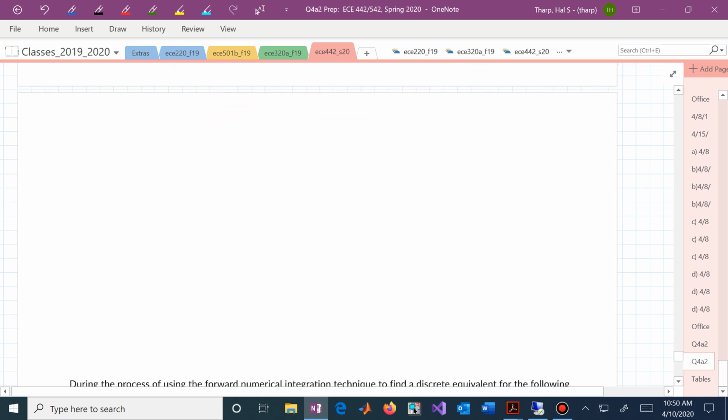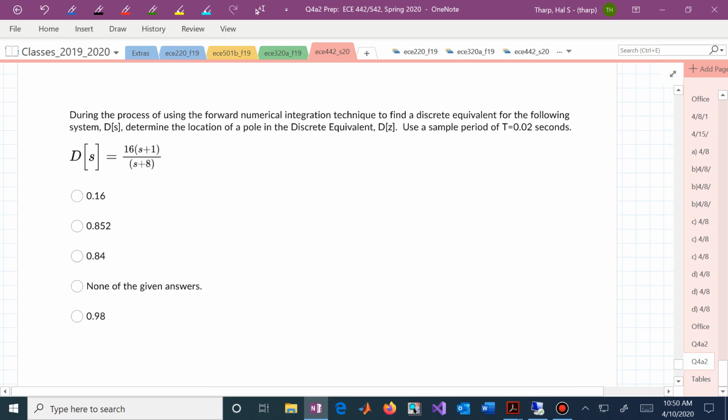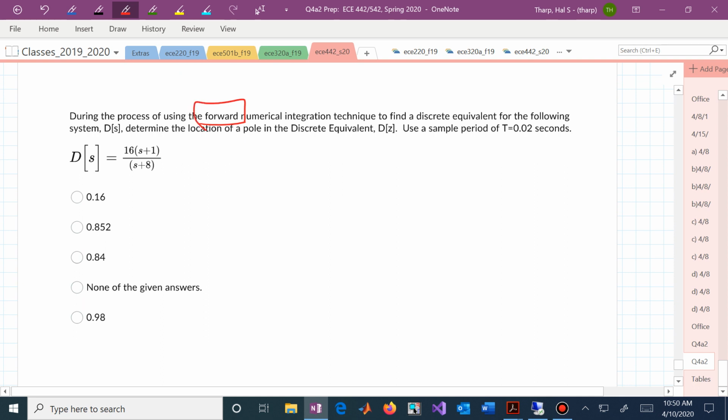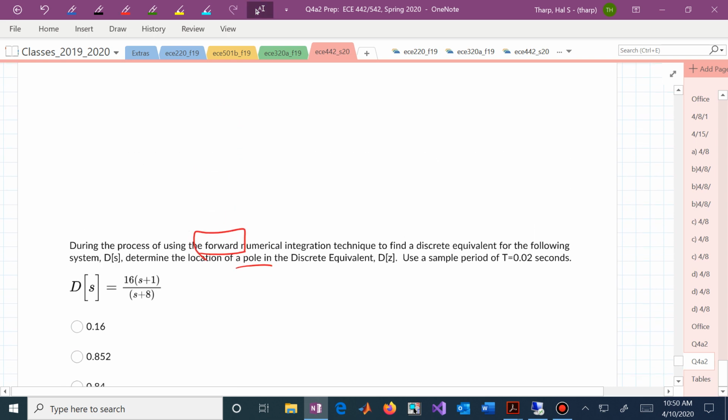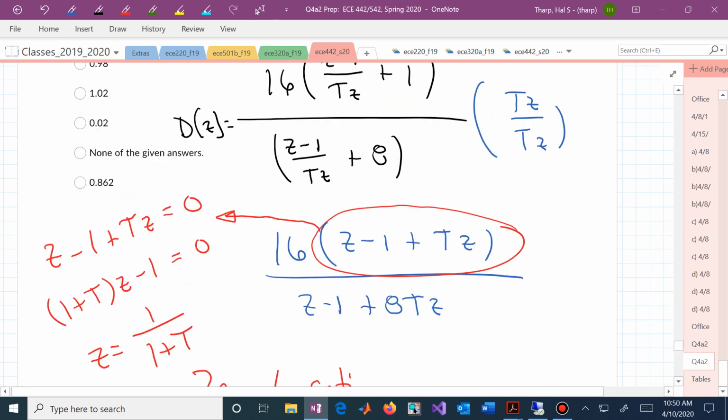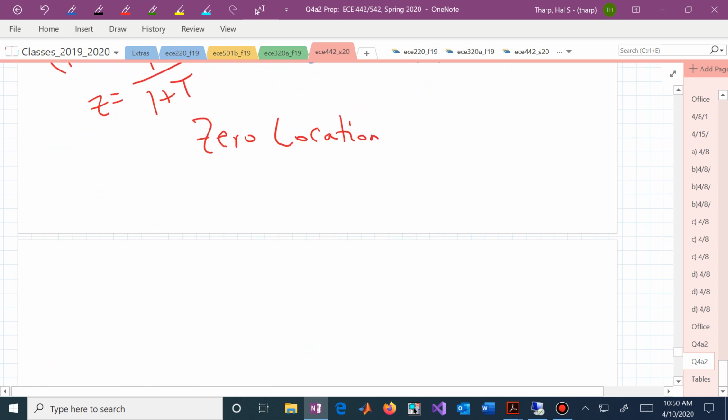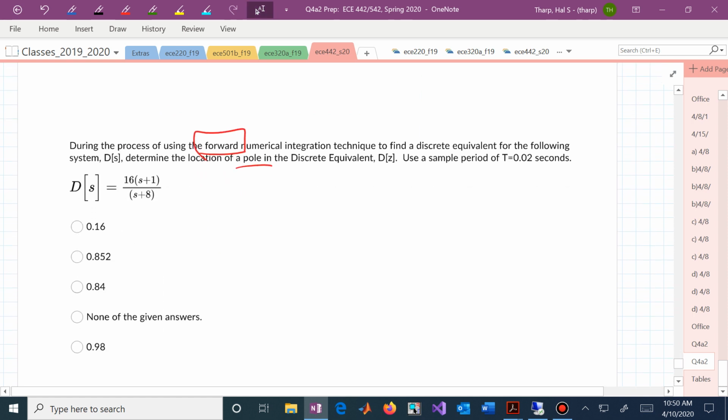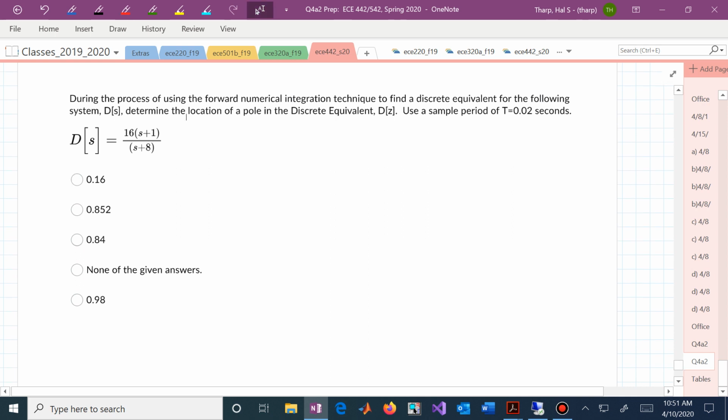And finally, this one I've switched up a little bit. I said forward, and I've also said pole. The transfer function was the same, but now I'm using a different numerical integration strategy. So you want to make sure, and I'm asking for the pole. You can't just use the results that you had in the previous problem.